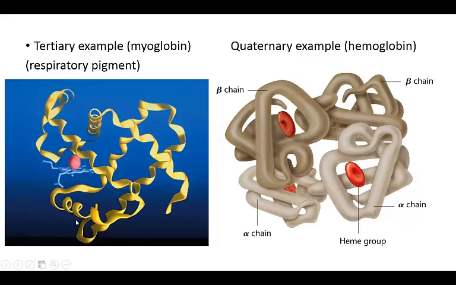In the quaternary example, and not every protein complex will form a quaternary structure, you're going to have several different polypeptides interacting with one another. In this case, several different genes, each coding for its own unique polypeptide, interacting with one another to form one larger complex. The example here would be hemoglobin. You've got central heme groups, and in this case, 4 different polypeptides interacting together.